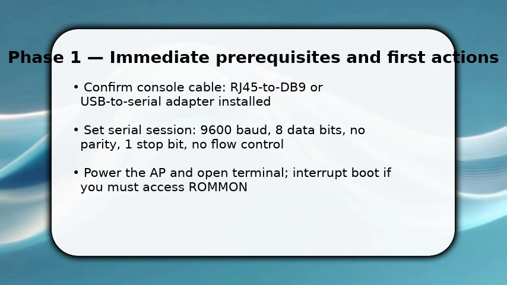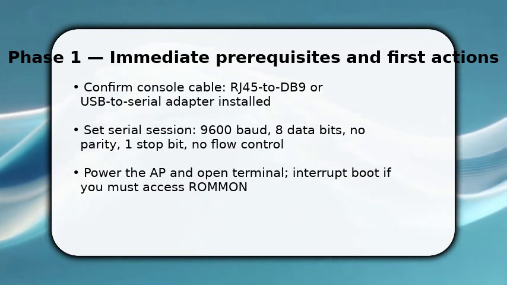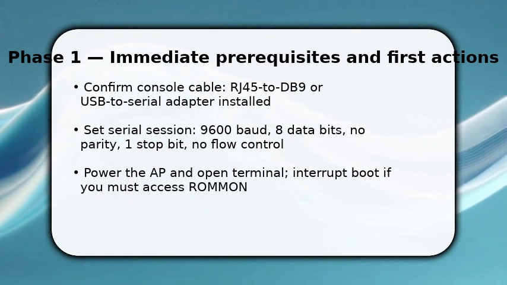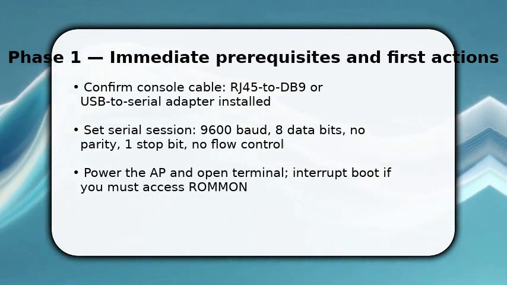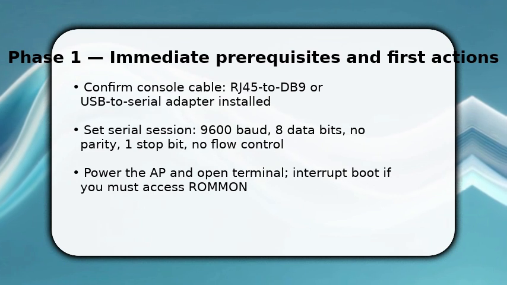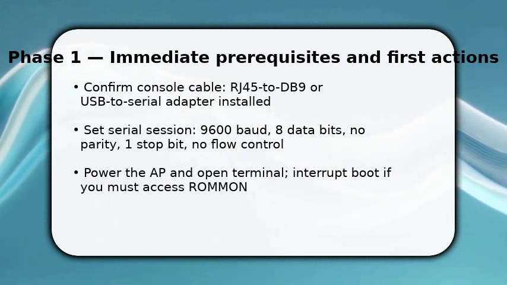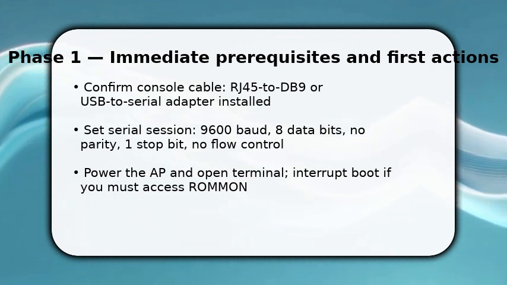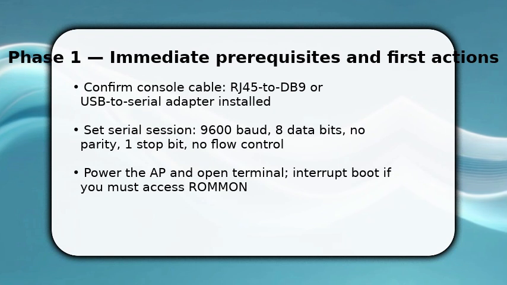You start by connecting the console cable and powering the AP. This is where tangible progress begins. Open your terminal client and set 9600 8N1 no flow control. Check the adapter drivers if you see no text. Once done, power cycle the AP and watch boot messages.